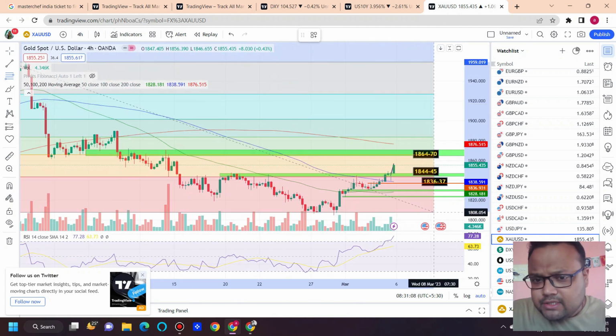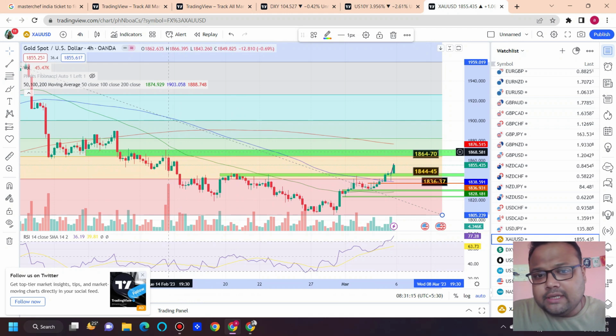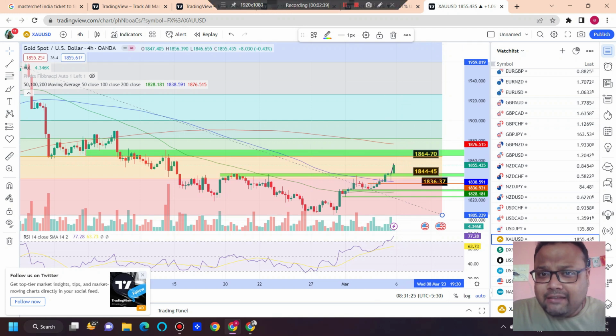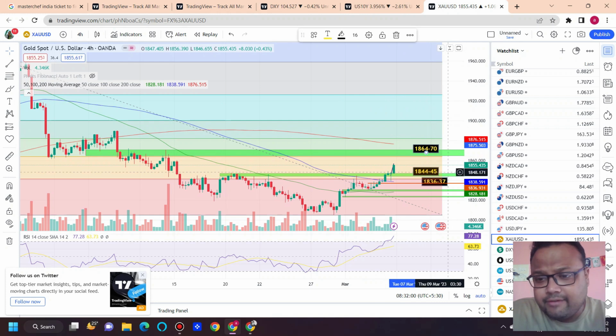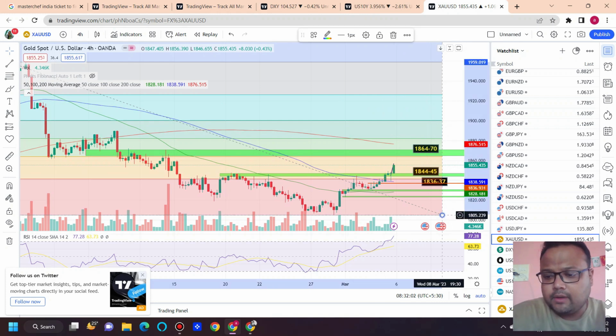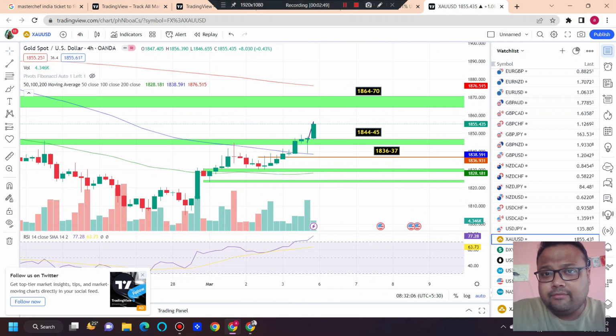And in my previous videos already I have explained why we're considering the level here, because of previous price rejection around this area, as well as we have Fibonacci 38.2% retracement level. So there's a high chance that market will face some selling pressure around this area if gold starts going up. So for Monday, 1864.70 is the resistance for us. And the previous level of 1844.45 is the support.